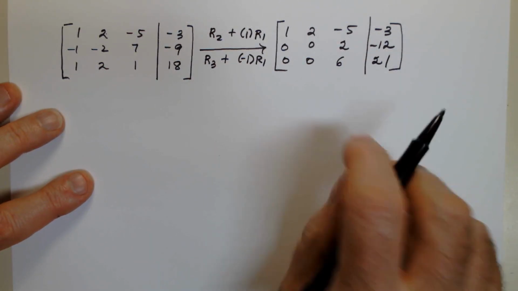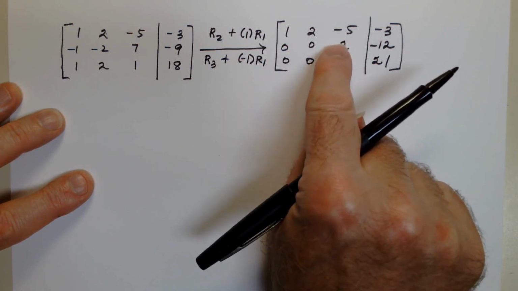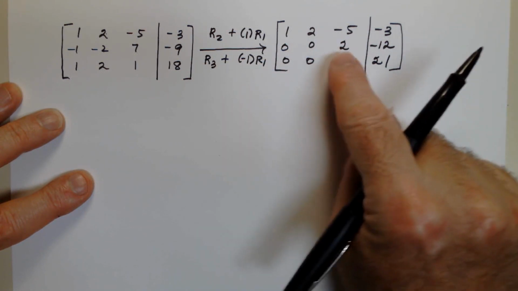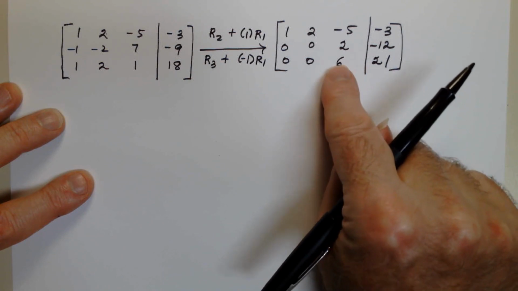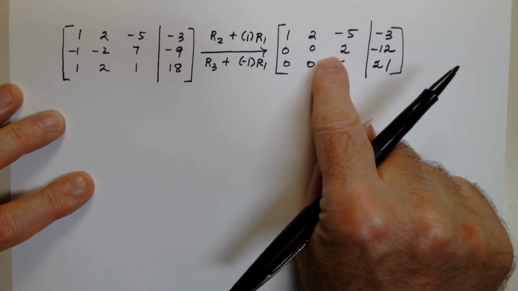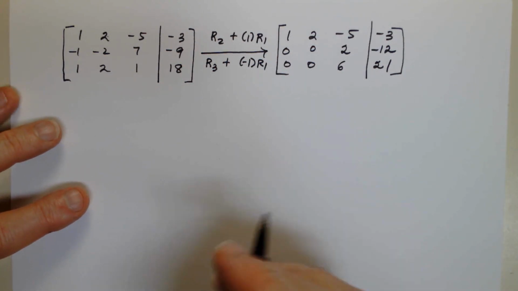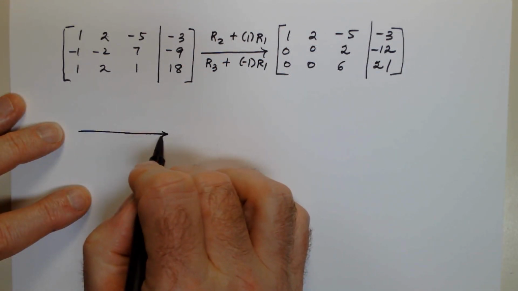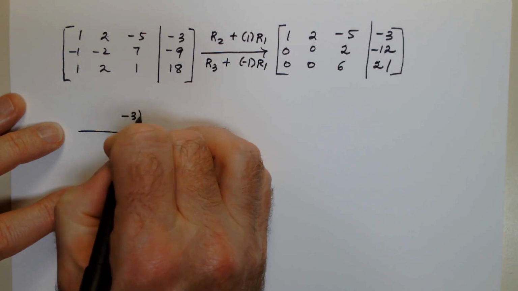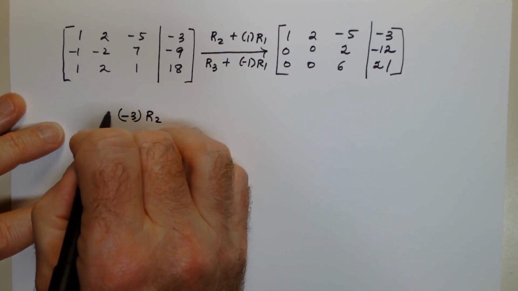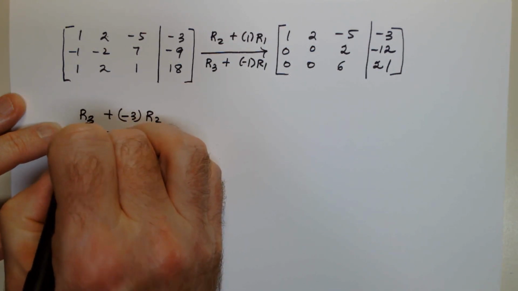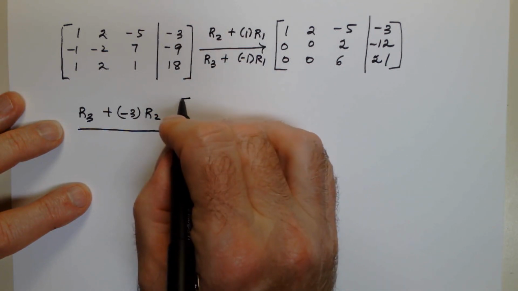Okay, now I'm going to go down row 2. I'm going to hit this leading entry, this 2. I'm going to use that 2 to eliminate the 6 that sits below it. And so I'm in luck because 6 is a simple multiple of 2. It's just 3 times 2. So I can affect this change. I can take -3 times row 2 and add that on to row 3. All right?